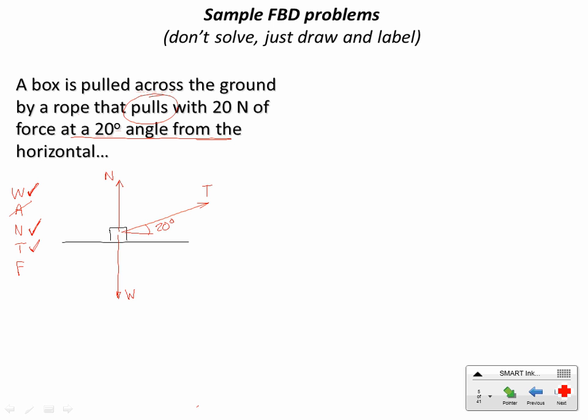And since the ground looks like this, and because of that tension force the box tends to move to the right, that means that friction is going to point to the left, parallel to the surface. Now, I do an F with a subscript F.